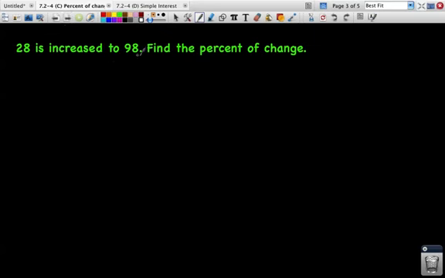28 is increased to 98. So again, it's the amount of change over original.